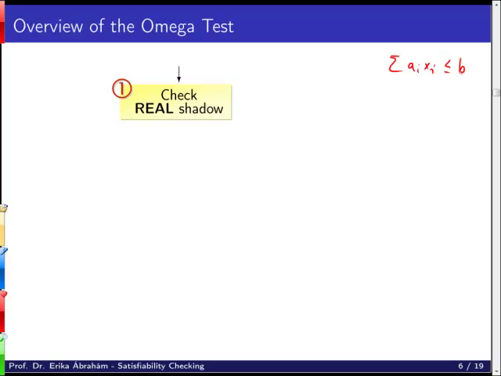So what do we do here? We search for real solutions. For example, we could use simplex here. What we will do is using the variable elimination that we have got to know in previous lectures, but it doesn't matter which decision procedure we use here. We just check if there are real solutions, and of course if there are no real solutions, then we also do not have any integer solutions.